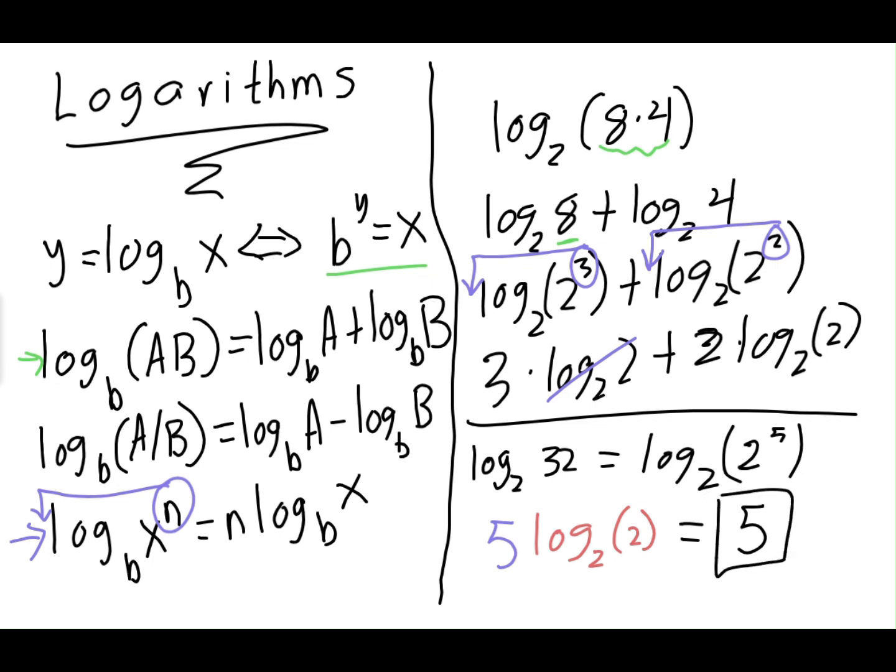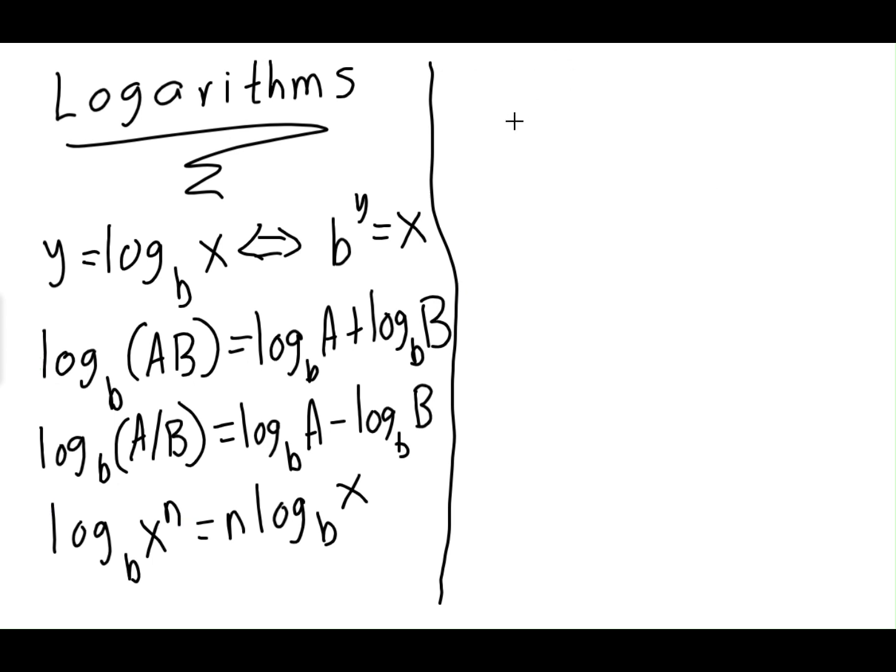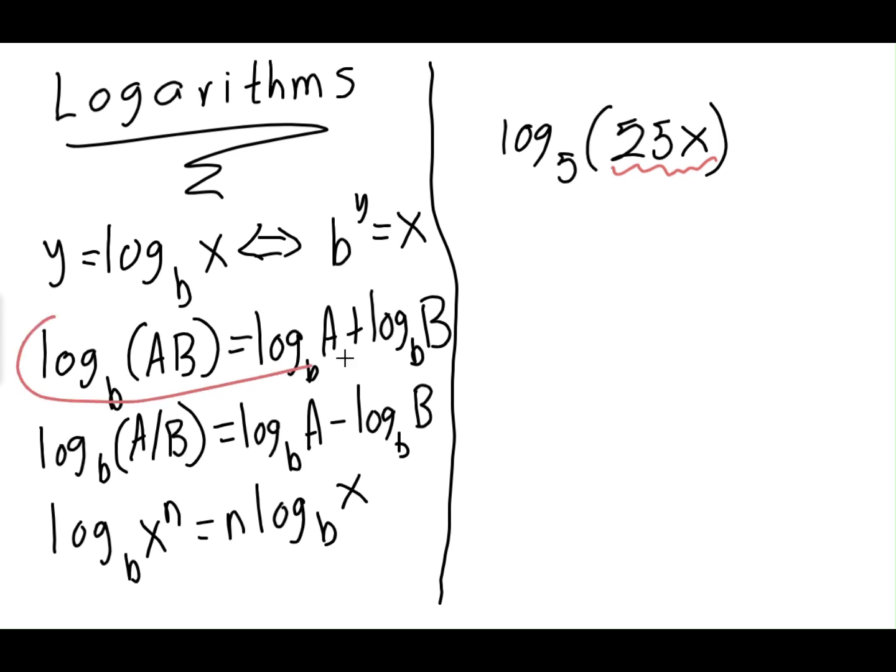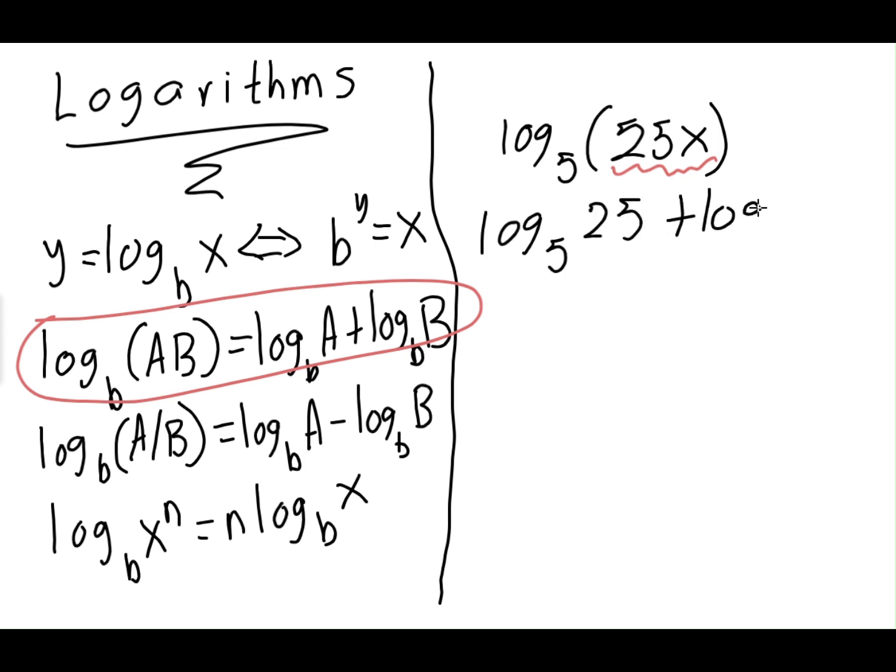Let's take a look at another one. Let's say we have the log base 5 of 25x. And what we want to do here is just simplify as much as we can. So what I'm going to do is I'm going to notice we have multiplication here. So we can use this rule. Add them up. Log base 5 of 25 plus log base 5 of x. Now this one is as simplified as you can get. There's just nothing there that can be simplified.